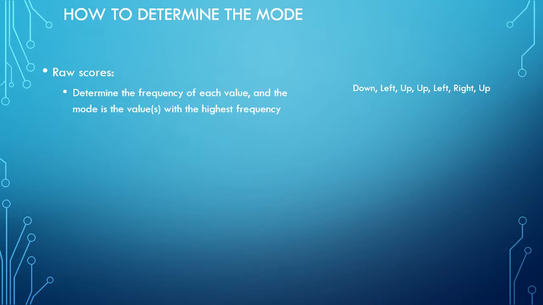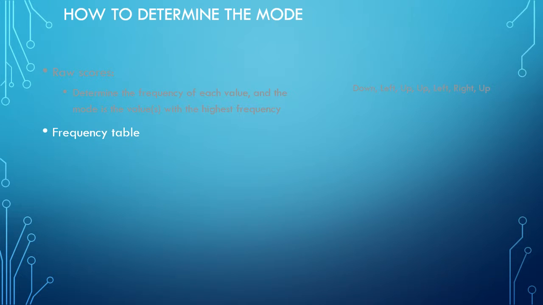So if we're given down, left, up, left, right, and up, then down only occurs once. Left actually occurs twice, so I counted this one already. Up actually occurs 3 times, so I counted this one and that one as well. And then we have right, that only occurs once. So the highest frequency is actually 3. Now 3 is not the mode, but what it belonged to, and that was up. So from these raw scores, up would be the mode.